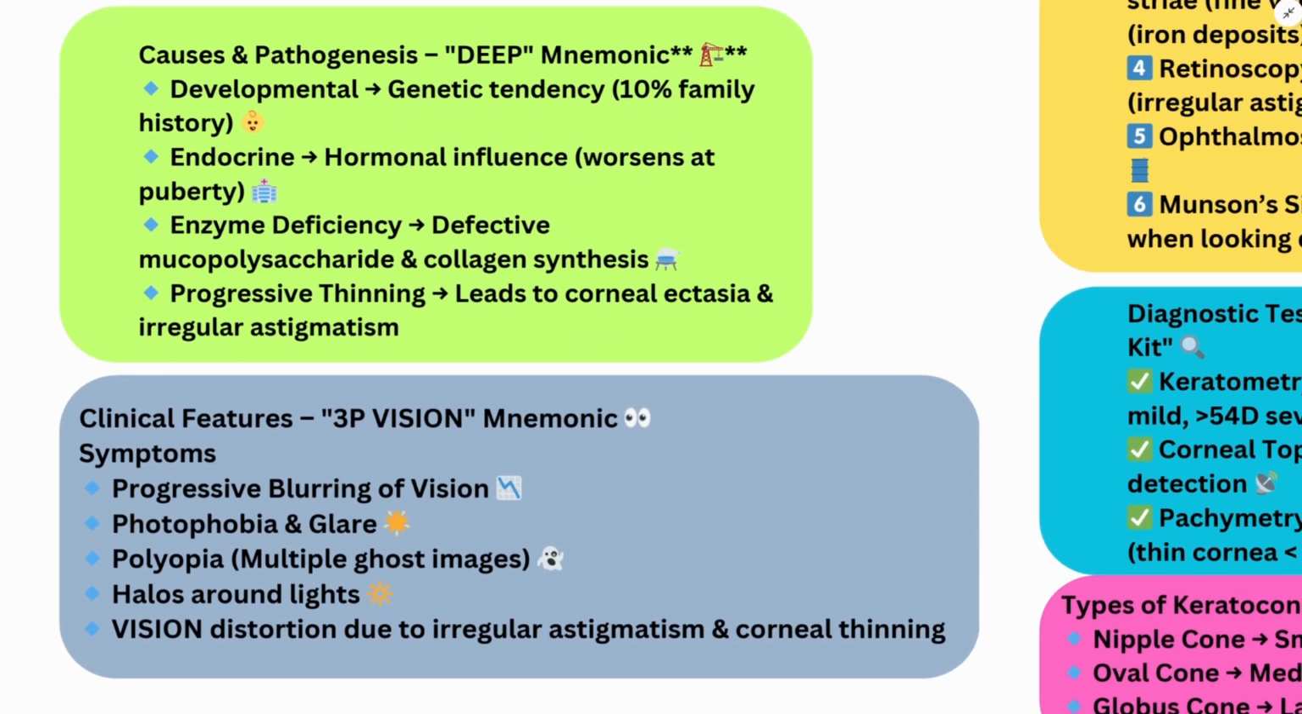What are the clinical features here? The clinical features can also be remembered by a mnemonic, 3P vision. 3 P's. P for progressive blurring of vision, because there is thinning of the cornea. Photophobia. Major complaint will be glare, like when they are traveling during night time, the headlights of the vehicles will be very sharp. So glare. Polyopia, halos around lights, and vision distortion due to irregular astigmatism and corneal thinning.